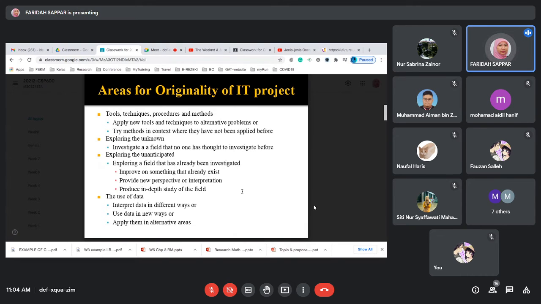Exploring the unknown. So basically the student investigates a field that no one has thought to investigate before. This is a new thing. Exploring the unanticipated, so things that people do not like. It says to improve on something that already exists, so we make an improvement. It's quite difficult to improve on something that already exists.